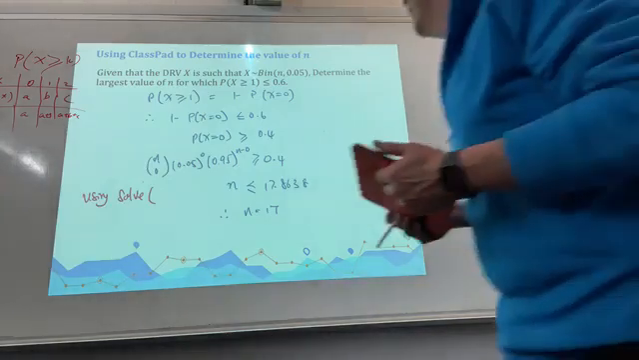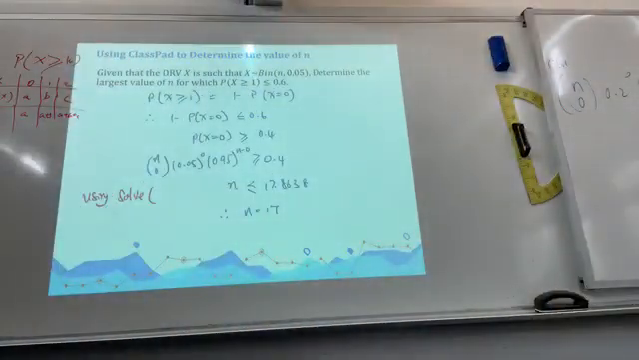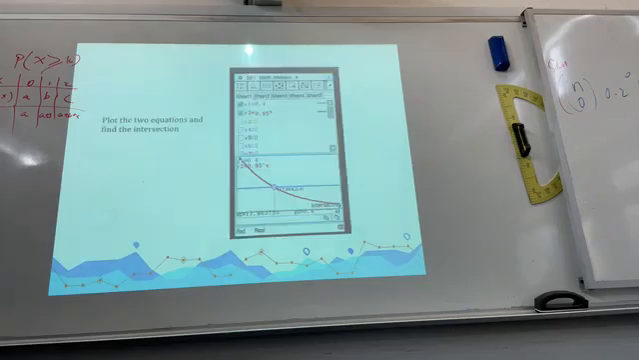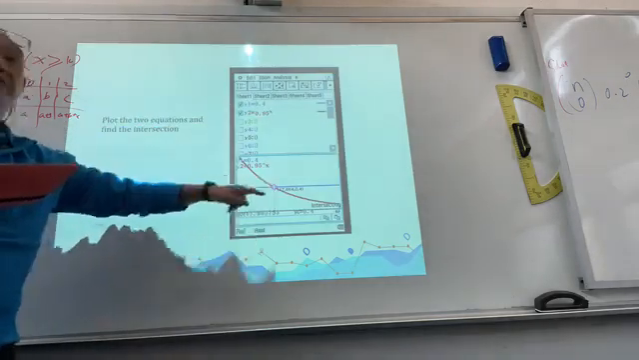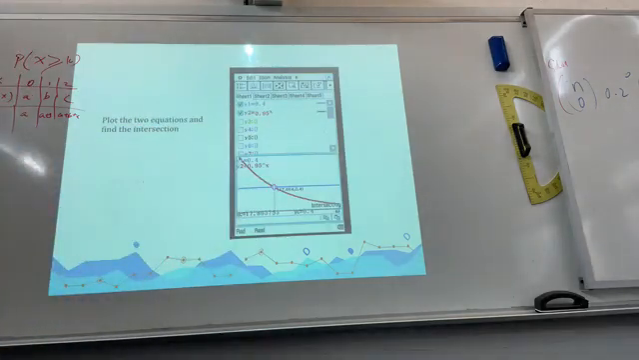Or what you could do is draw two lines. One is y1 equals 0.4, y2 equals 0.95 to the power of x. If I draw that, I can find the intersection. And there's another way, generating a table as well. I'll do the generating table tomorrow in one of the examples.